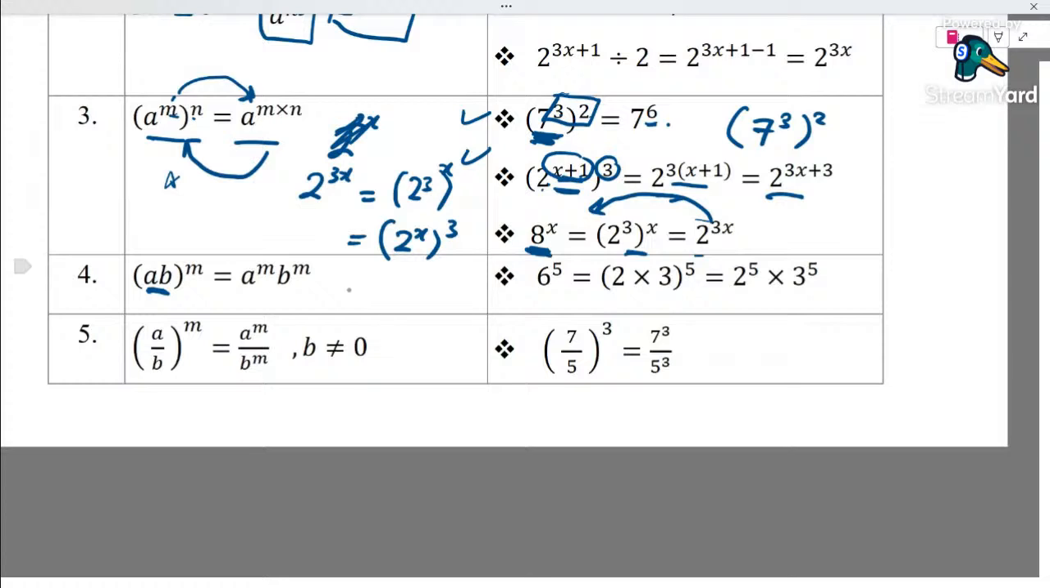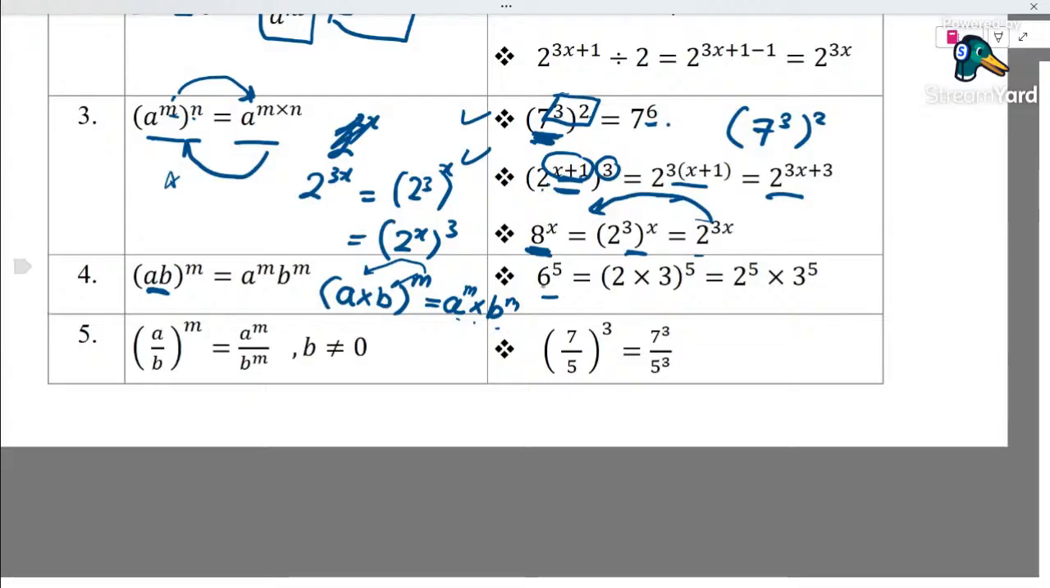That means, for example, I have two numbers, A multiplied with B. And then this product, the whole thing, is being raised to a further power. This result is actually equivalent to A to the power of M multiplied with B to the power of M, as if we expand the power inside to get the result.